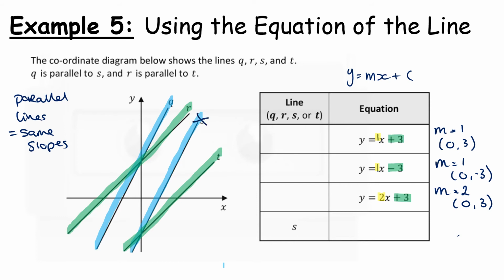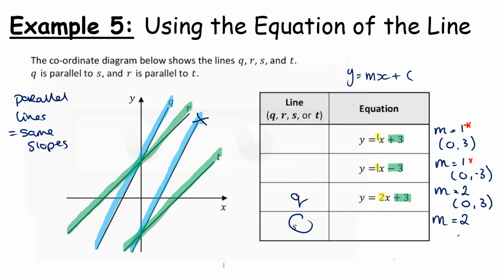So we can ignore S for a second because S is given here. Looking at this, I have m equals 1 and m equals 1, so they must be parallel. So those first two must be R and T in some kind of order, because S is parallel to Q and there's nothing there. Straight away I can say this realistically is going to have to be Q, because S is parallel to Q. Well, this equation here is m equals 2. S must have some other slope, and I can actually work out that that is m equals 2 as well.